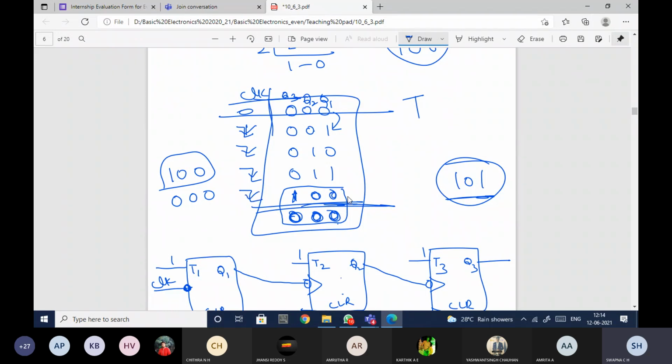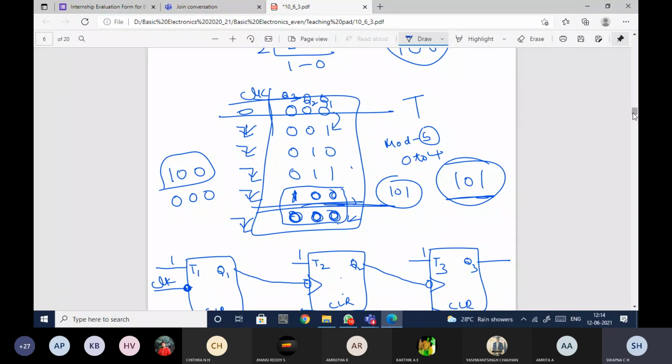But after this, even if I give the clock, it should not change to 101, because it has to count only until mod 5. In the sense, it has to count only from 0 to 4. After that it should come back to the first state, which is nothing but the 000 state. So what is happening here? I need to do something.